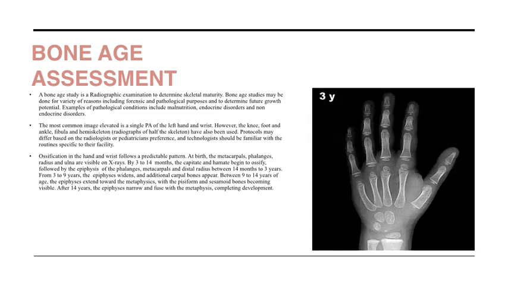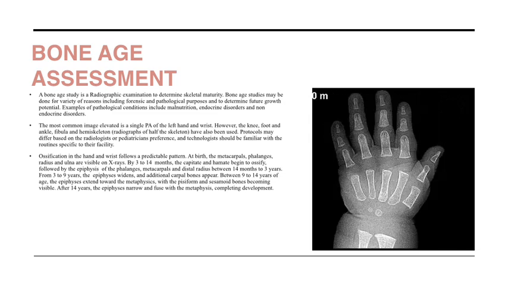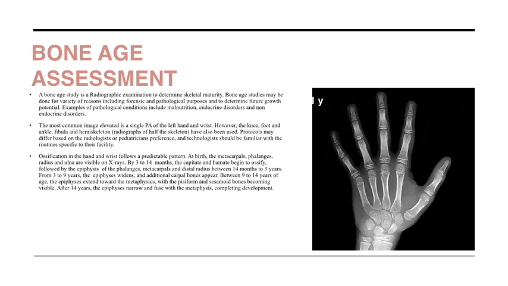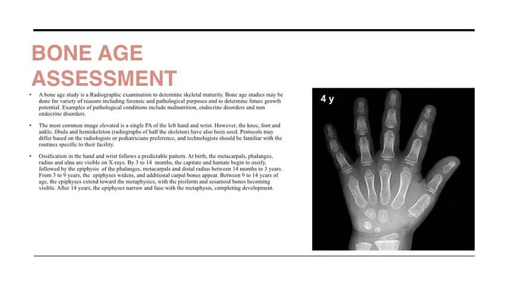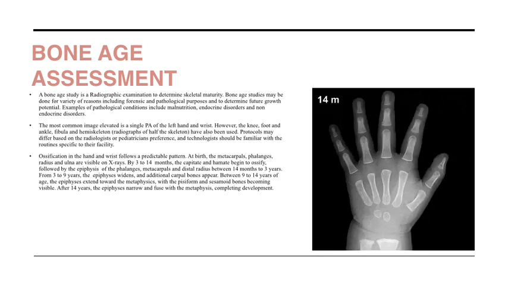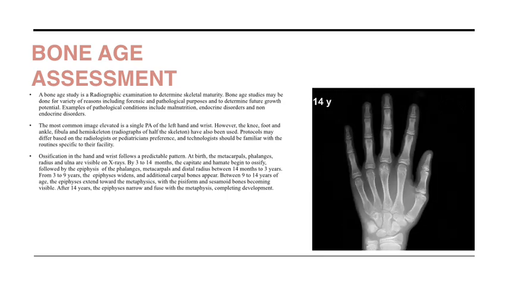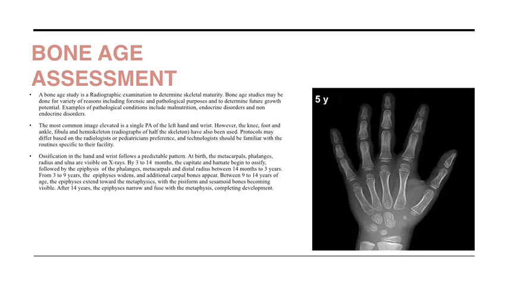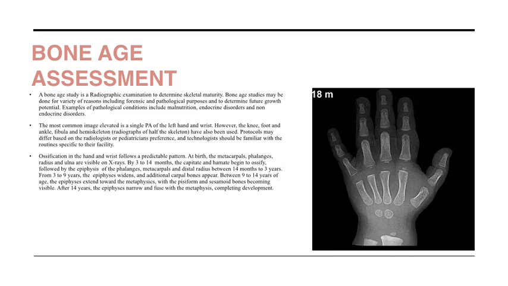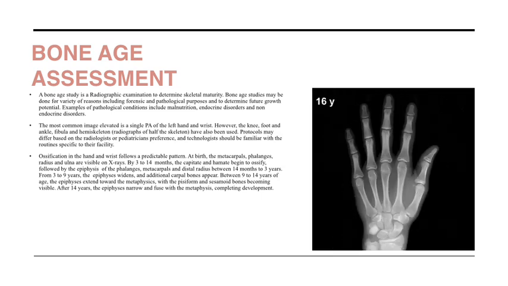At birth, the metacarpals, phalanges, radius, and ulna are visible on x-rays. By 3 to 14 months, the capitate and hamate begin to ossify, followed by the epiphysis of the phalanges, metacarpals, and distal radius between 14 months to 3 years.